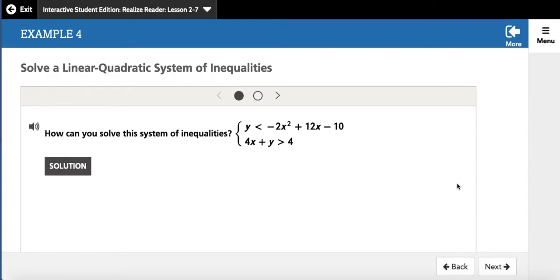Hello Algebra 2 students. This is a video for example 4 for section 2.7, solving a linear quadratic system of inequalities.